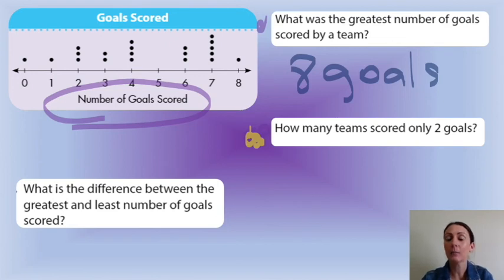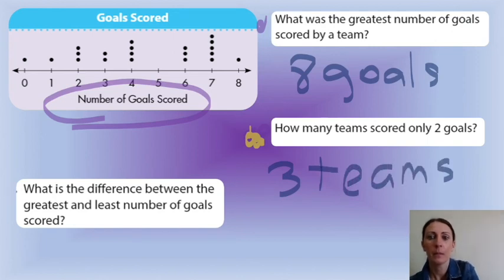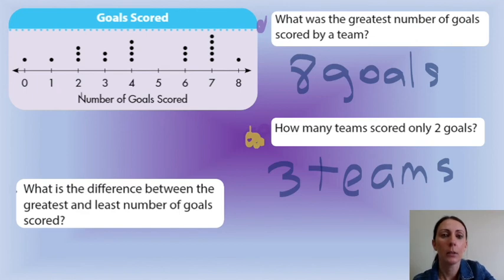Now, how many teams scored only 2 goals? That means that they only scored 2 goals, no more, no less. So how many teams was that? Right, that was 3 teams that scored only 2 goals. And I know that because I'm looking at my number 2, and there are how many dots above the number 2? 1, 2, 3. So that's how I got my 3 teams.